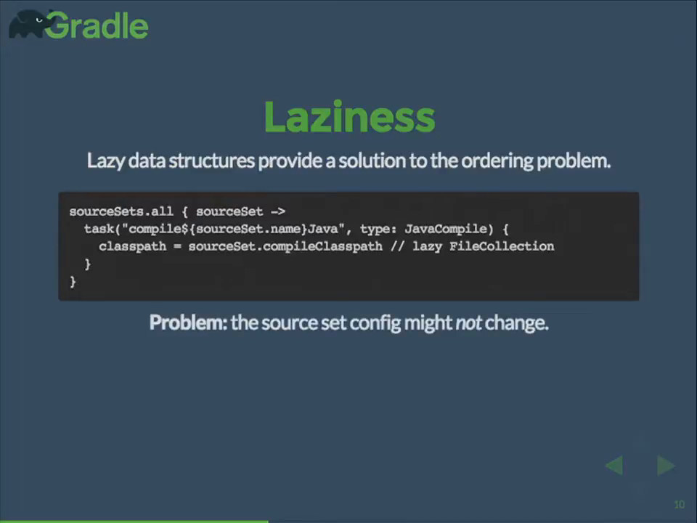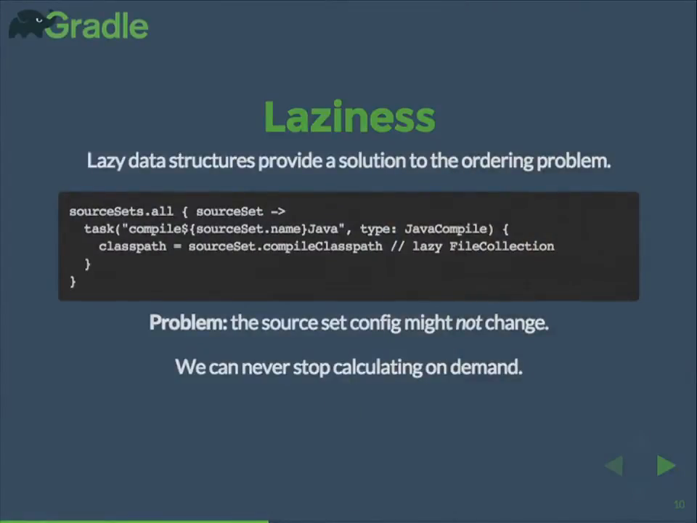So we have eagerness and laziness happening here. But the problem is that this might not change. The compile class path may have already been determined, so there's no point, next time I'm asked for it, recalculating it every time. It's the flip side of that. And that's a huge issue with performance, is that every time we're asked the question, hey, what is the class path of this compile task, we have to reevaluate that function because we don't know whether we can reuse the value from last time.